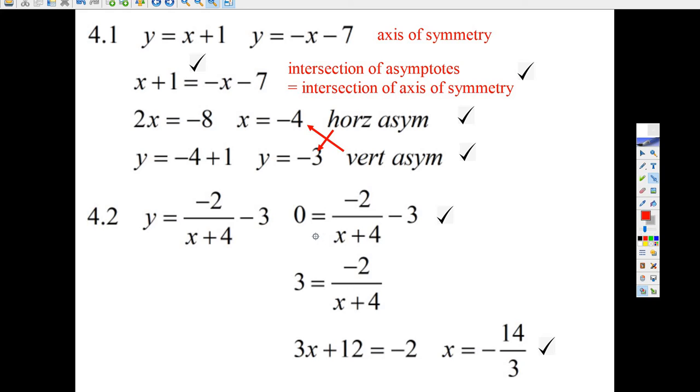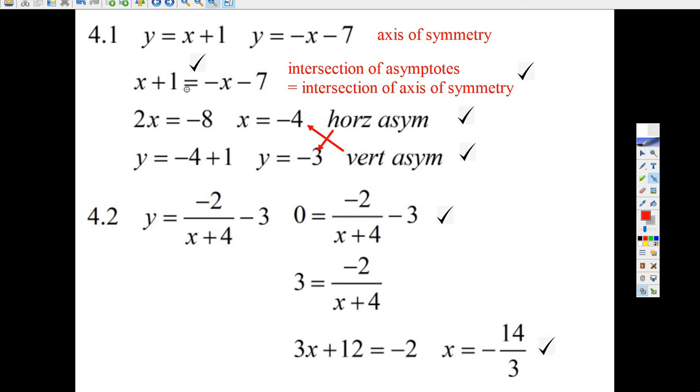Okay. Then they ask you to find the intercepts. Well, for the x-intercept, you let y equal 0. Then you can add 3 if you like. Then multiply everything by 3 by x plus 4. You get 3x plus 12. The x plus 4 cancels here. You subtract 12 from both sides. You get minus 14. Divide by 3. You get x equals minus 14 over 3.